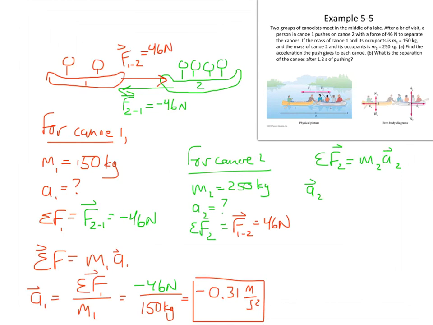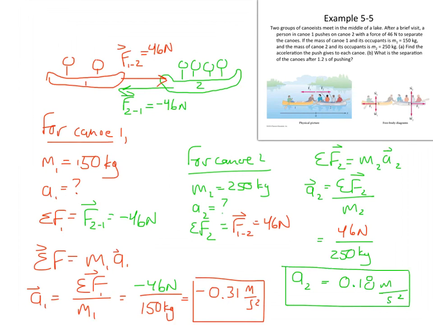Our acceleration on canoe 2 is going to equal the net force on canoe 2 divided by the mass of canoe 2. That is going to be 46 newtons being applied to canoe 2 divided by the mass of canoe 2, which is 250 kilograms. So our acceleration of canoe 2 is going to be something very different. That's going to be 0.184, so 0.18 meters per second squared. It's going to be in the opposite direction, as indicated by there being no negative here, so this is a negative direction, but clearly this is a greater acceleration than that. Either way, they're not accelerating very rapidly, but this is almost twice what this is right here because of the difference in mass.